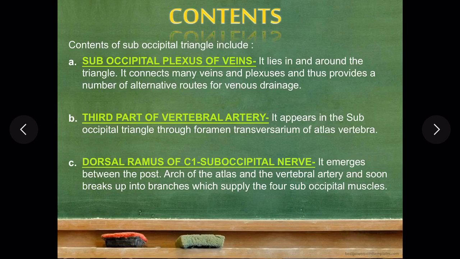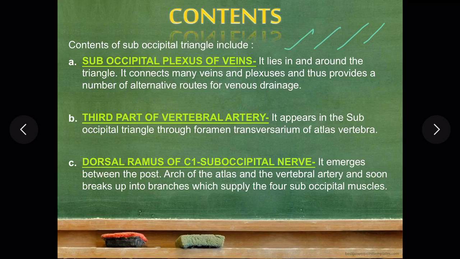Contents of the suboccipital triangle include the suboccipital venous plexus. This venous plexus is very important because it communicates not only with the brain but also with the rest of the veins around the vertebral column. By means of this plexus, the venous system of the whole body is communicated with each other.